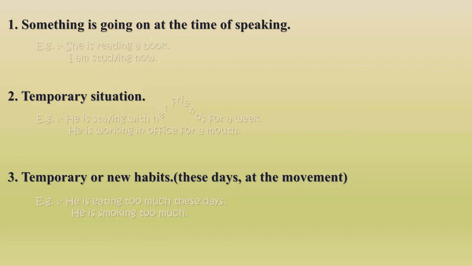Then we can use the present continuous tense to talk about temporary situations. Examples are: He is studying with her friends for a week. He is working in the office for a month. These are temporary situations, not permanent situations.